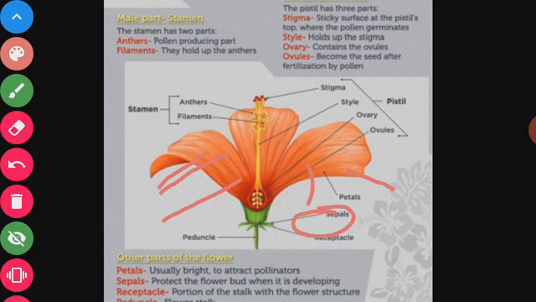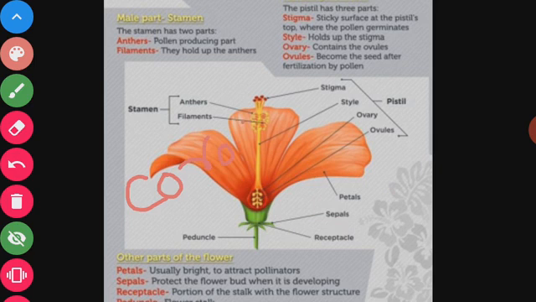When the group of petals is taken together, they are known as corolla. Group of sepals is known as calyx. Group of petals is known as corolla.